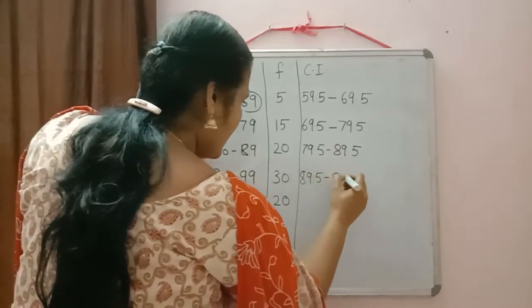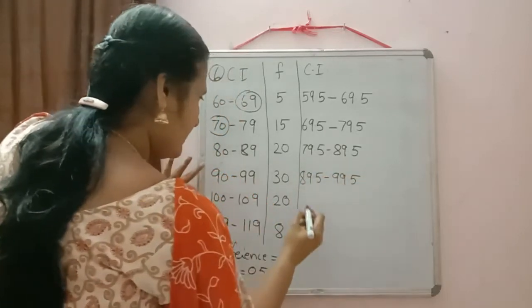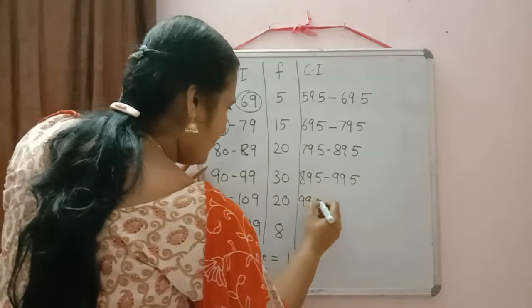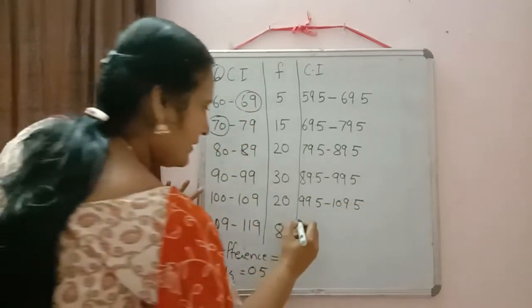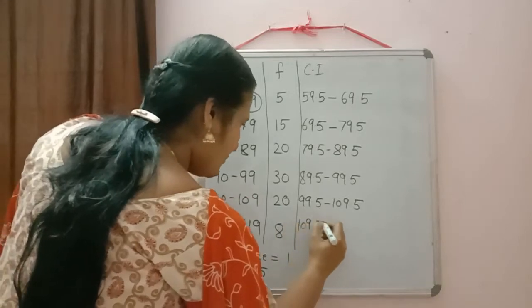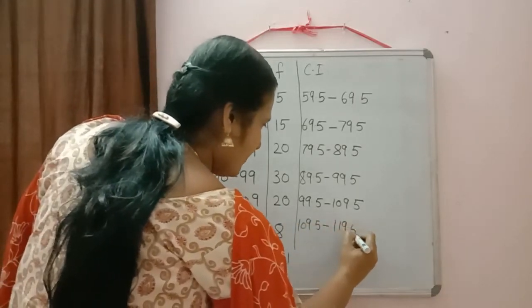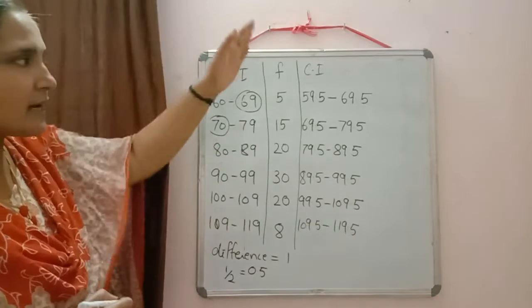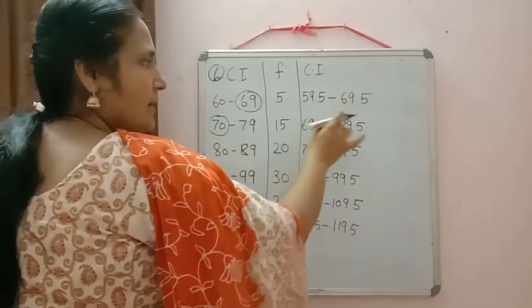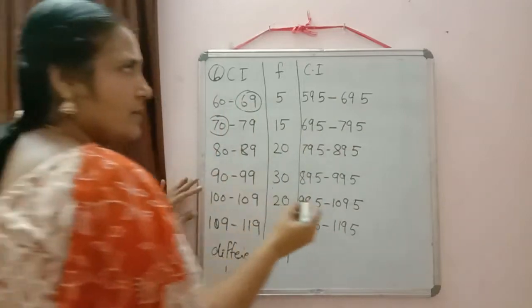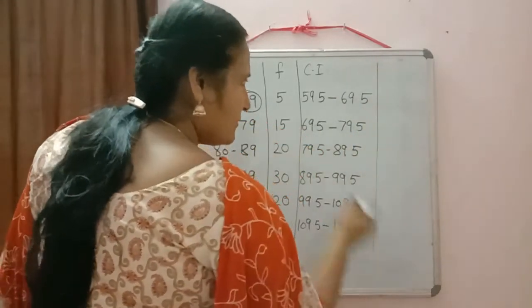89.5 to 99.5. Then next 99.5 to 109.5. 109.5 to 119.5. So we made the class interval continuous. Continuous means here just check that the upper limit and lower limits are equal. That is the meaning of continuous class interval.